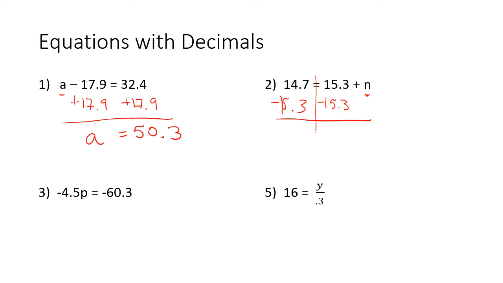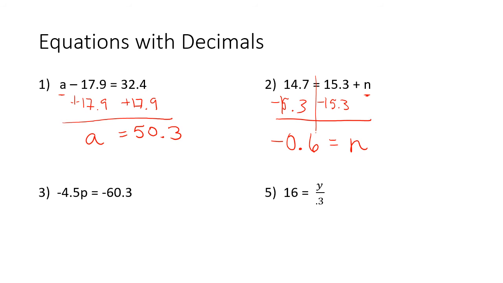So we have 14.7 minus 15.3, and that gives us negative 0.6 equals n. As you can see, the steps are exactly the same as the beginning of our notes.